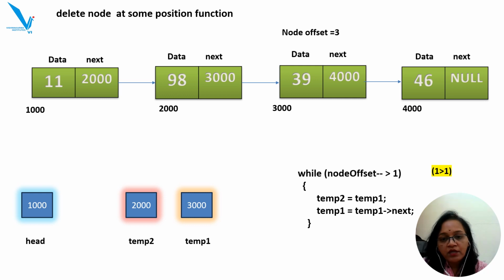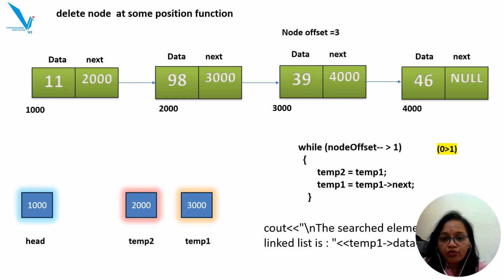Okay, now again we will go to the while loop. 1 minus minus, that means 0. 0 greater than 1. The condition is false, and now the temp2 and temp1 positions will not be updated. Loop will not execute because the condition is false.